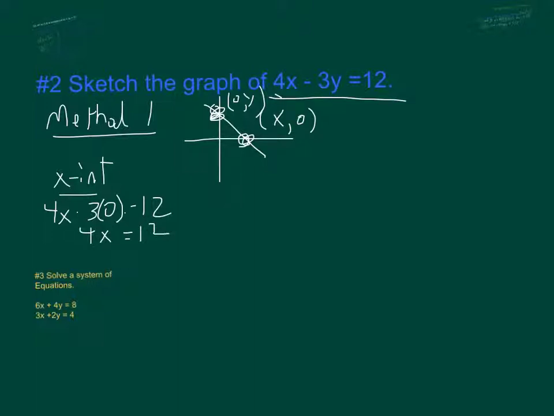Divide both sides by 4. x is 3. So the x-intercept is (3, 0).